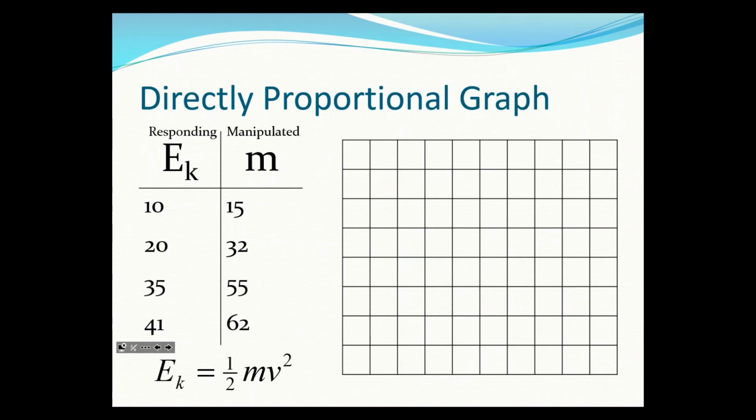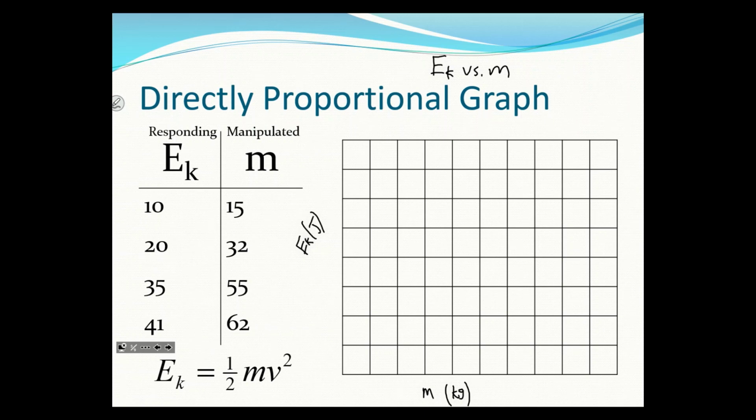Okay, so we're going to practice graphing some different things. And we're going to do this graph here. So this is an EK versus M. They give us our manipulated variable, and they give us our responding variable. Our manipulated is going to go on the X. So my M is going to go down here, and my mass is in kilograms. And my responding is my EK, and EK we know is in joules. So we're going to title this EK versus M. We always go Y versus X.